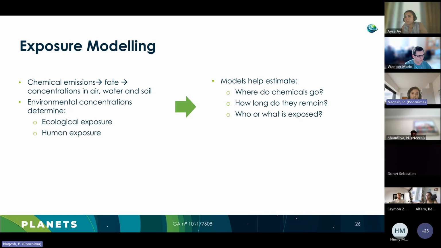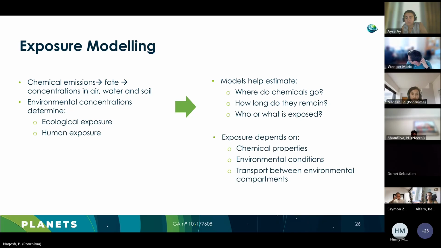And based on this, we can also see who or what is exposed, to actually look at the risk. And the exposure depends on several factors. The key ones are the actual chemical properties, how persistent a chemical is, how mobile, which can tell if it would end up in the surface water, or if it's more volatile, if it's mostly in the air, and also on the environmental conditions, if it's emitted to air, water, or soil.